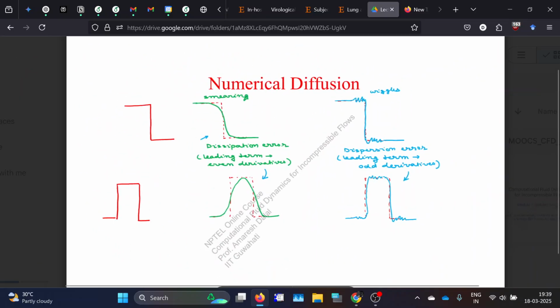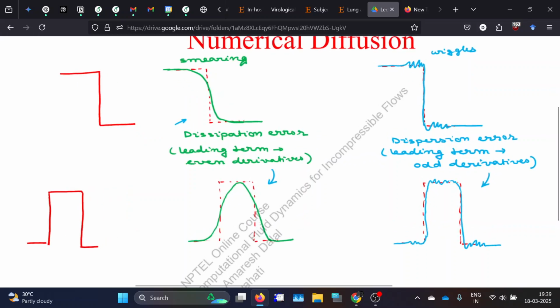Anyway, so you look at this middle one, the green one, dissipation error. This happens when there are even terms like dou 2 phi dou x square. Where does dou 2 phi dou x square occur? In diffusion terms like heat diffusion, you will find dou 2 T dou x square. In momentum diffusion, on the right hand side of the Navier-Stokes, you will see this mu into dou 2 u dou x square, these kinds of terms. So this is what distributes physical quantities down their concentration gradient.